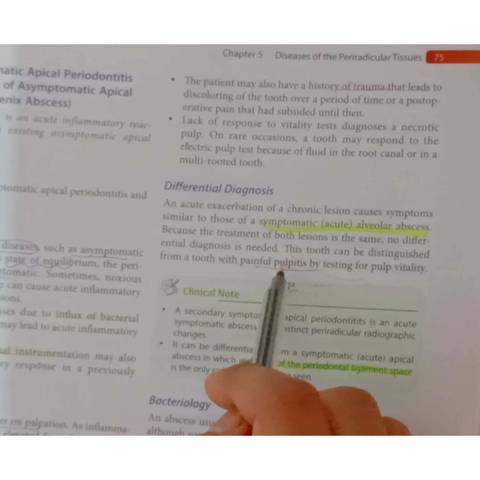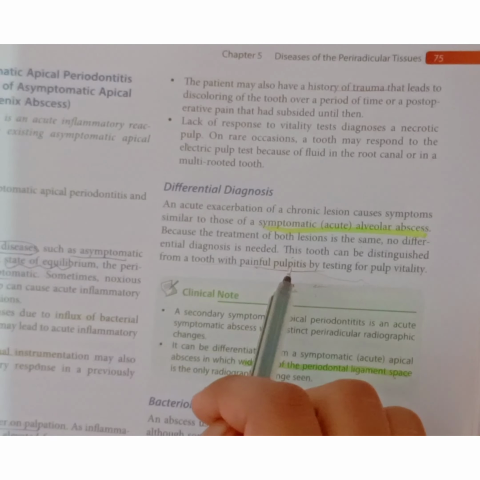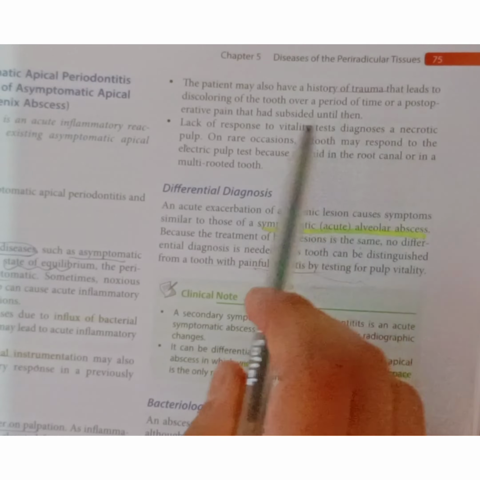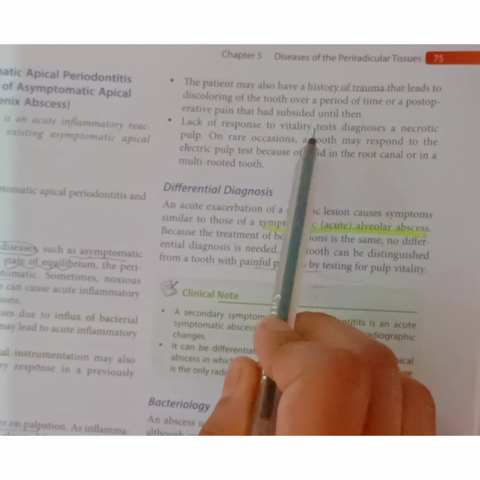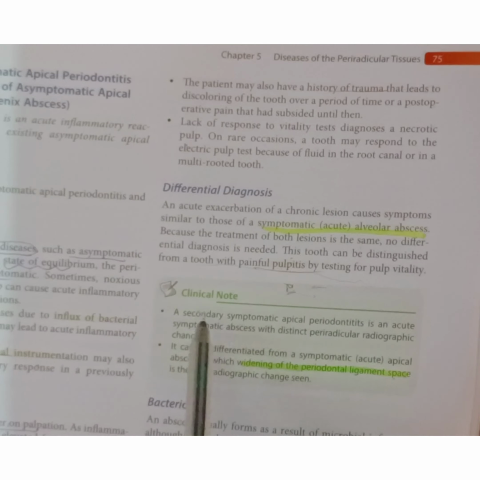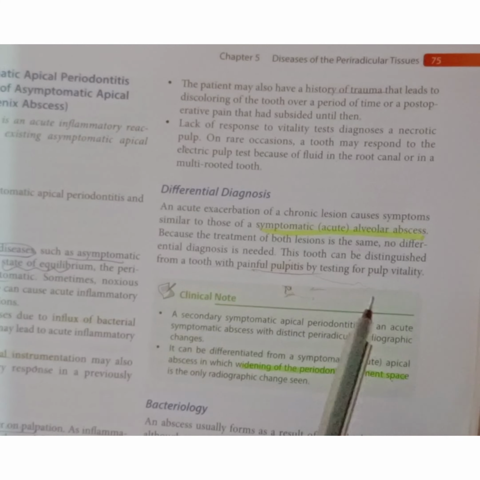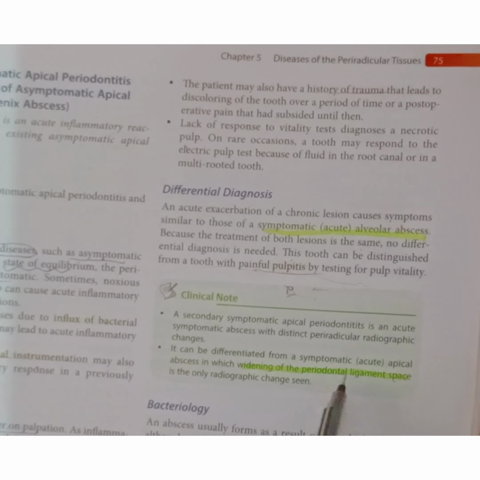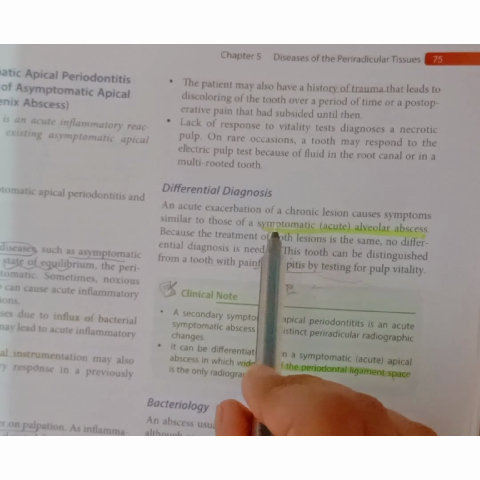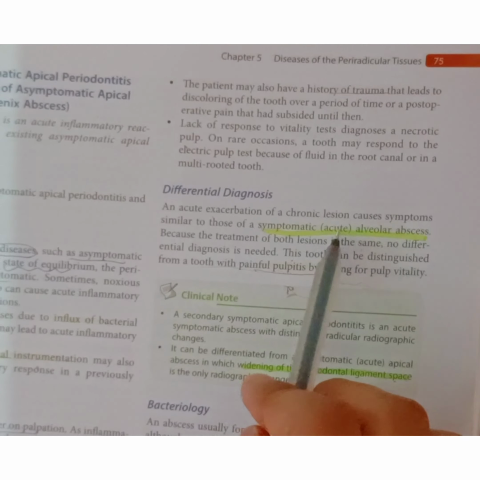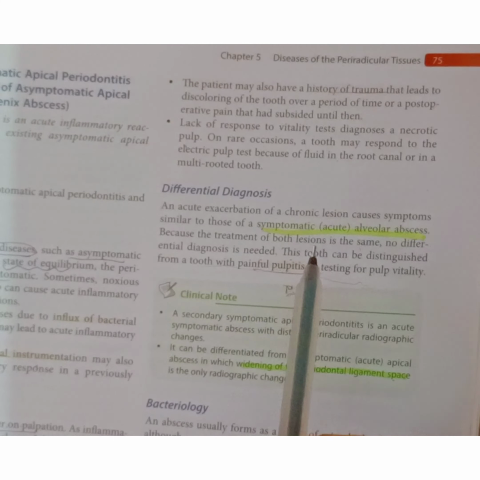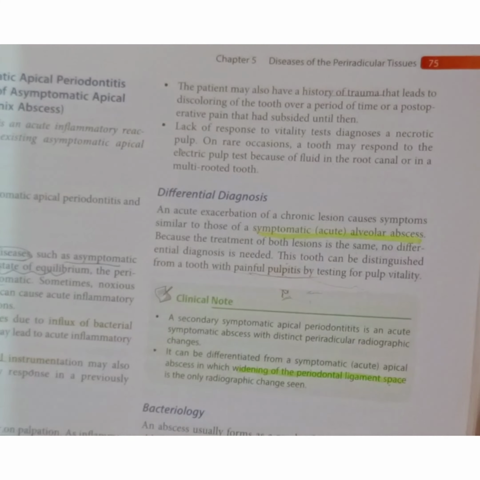Second differential diagnosis is the painful pulpitis. In cases of pulpitis, pulp vitality test will show some response, but in case of phoenix abscess, since the pulp has become necrotic, there will be lack of response to the vitality test, that is EPT or thermal test. Secondary symptomatic apical periodontitis is an acute symptomatic abscess with distinct periradicular changes, which we already saw. It can be differentiated from symptomatic apical abscess, in which widening of the PDL space is the only radiographic change. This is the symptomatic or acute alveolar abscess, and we know that in acute cases, only widening of PDL space or breakage of lamina dura can be seen, but no periradicular radiolucency.